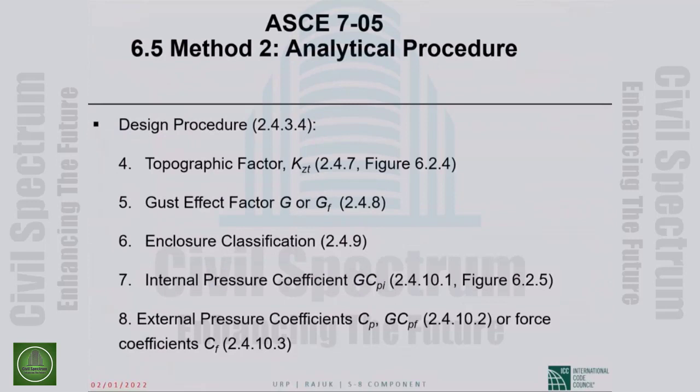Then you find topographic effect factor K sub ZT, gust effect factor G, or for flexible buildings it is called G sub F. Enclosure classification that I described to you: partially enclosed, open, or enclosed. Internal pressure coefficient G times C sub Pi, and you will see those values, and external pressure coefficients C sub P, or for the low rise analytical procedure we have G times C sub PF. Those are details, but external pressure coefficient.